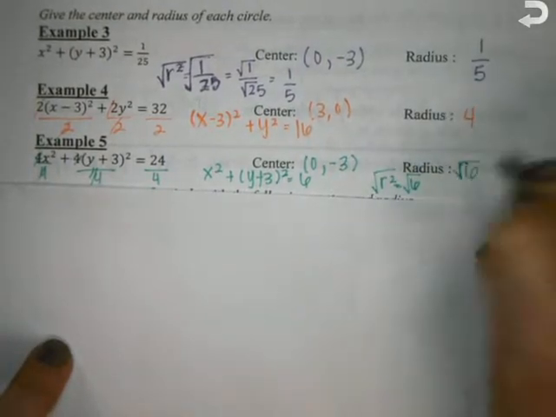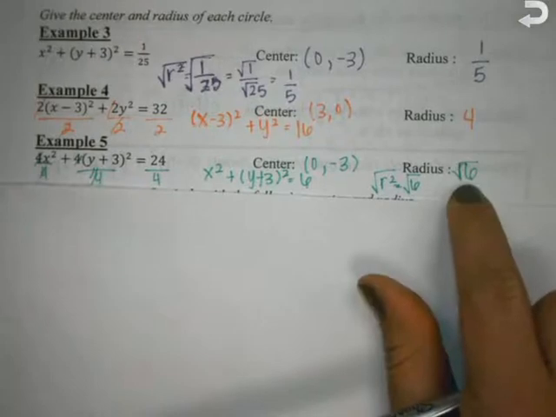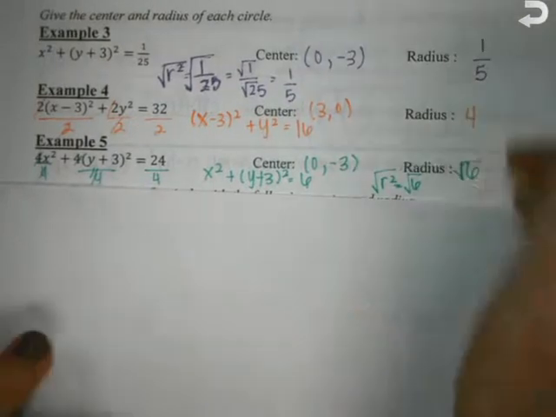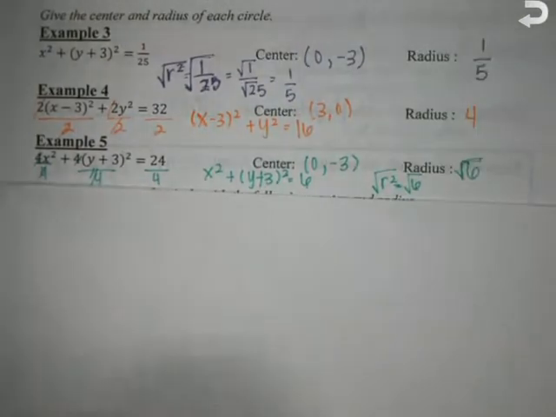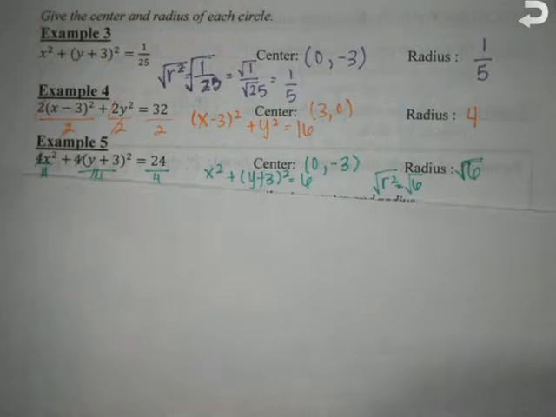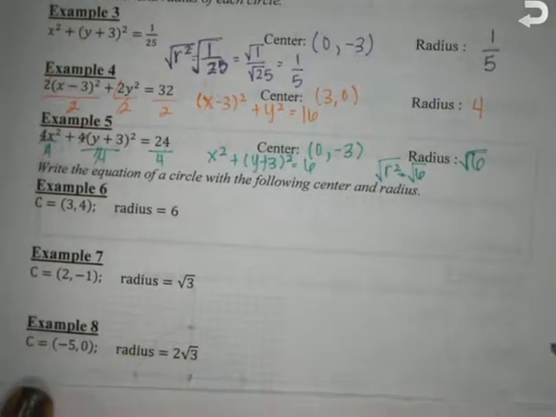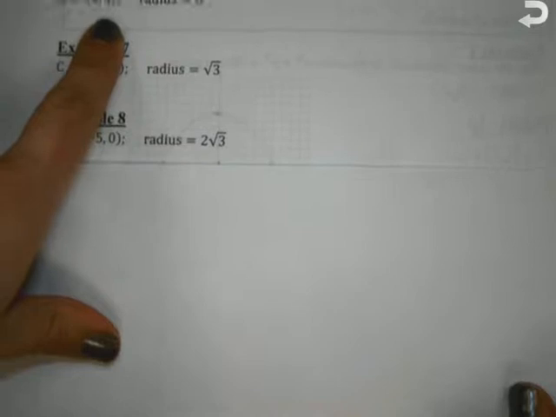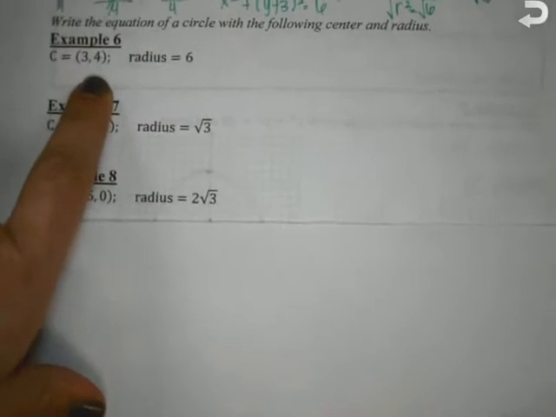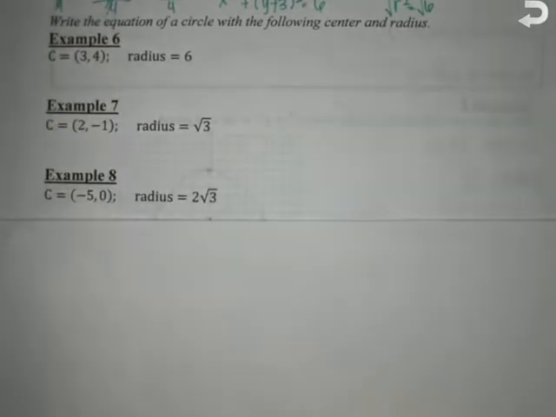Okay? What we're going to do for examples 6, 7, and 8 is the opposite. I'm going to give you the center and the radius, and I want you to write the equation. Okay, this is a lot easier even because all we have to do is plug it all in. Okay, so example 6, let's do that one together.